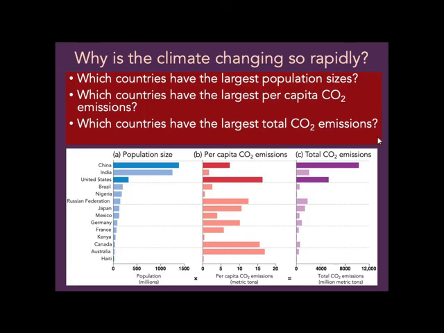All right, so why is the climate changing so rapidly? Let's take a look at this picture showing population size, okay? Which countries have the largest population size? China and India. Yeah. And then the US. Which countries have the largest per capita carbon dioxide emissions? Australia and the US and Canada. Yeah. So which countries have the largest total carbon dioxide emissions? China and the US. Yeah.